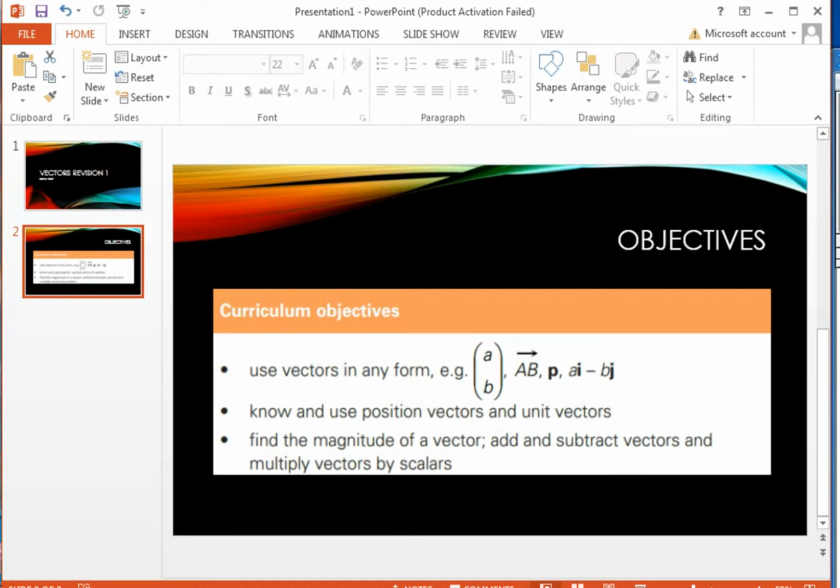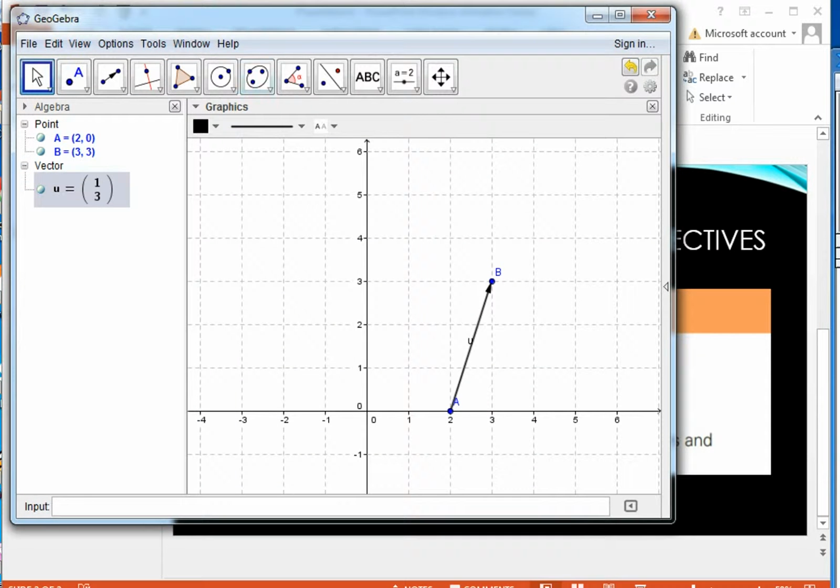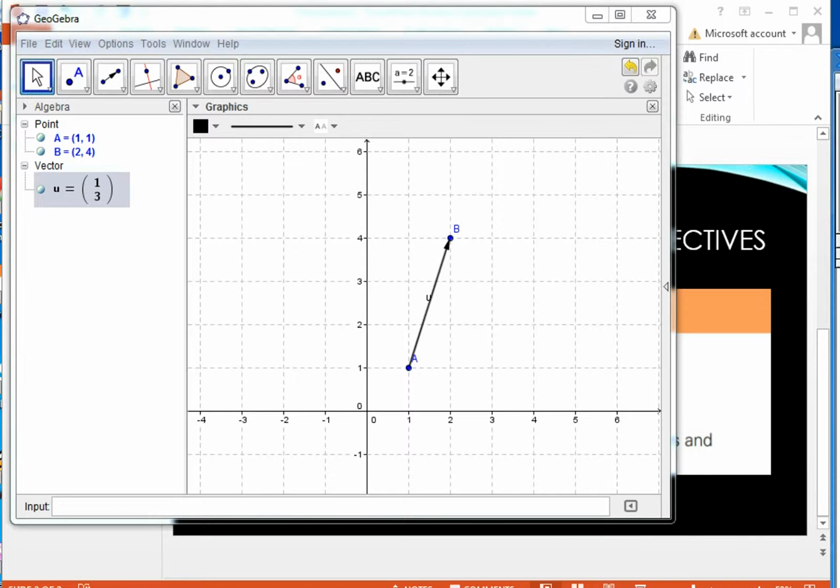So basically, let's try to review first. What do you mean by a vector? Let's try to use GeoGebra. So this one here, for example, is a vector AB. As you can see, vector AB is the vector (1, 3), meaning to say 1 unit to the x direction and 3 units going up.